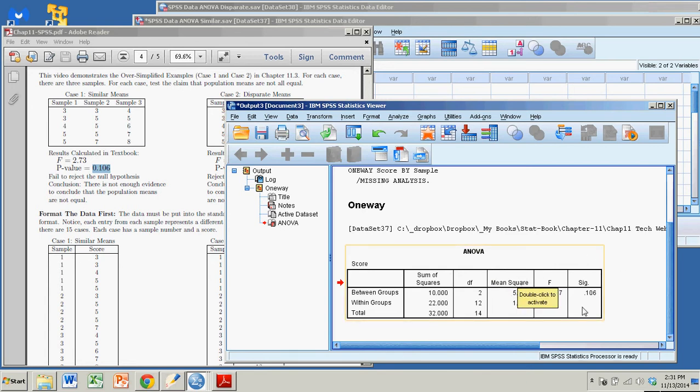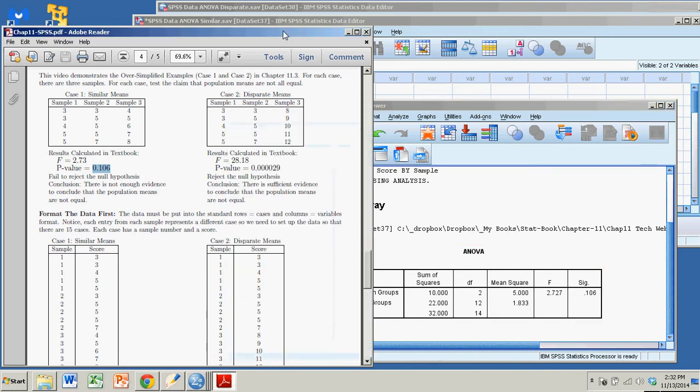So now if we go to the disparate means, where the first two samples are actually the same, the third sample has a higher mean. That's in this data set here. Again, I have 3 samples, 1, 2, and 3, and these are the scores. Those are the 5 from sample 1, the 5 from sample 2, and the 5 from sample 3.